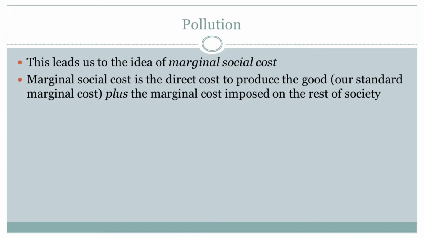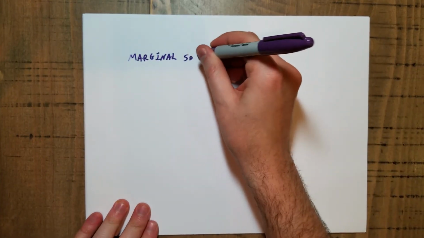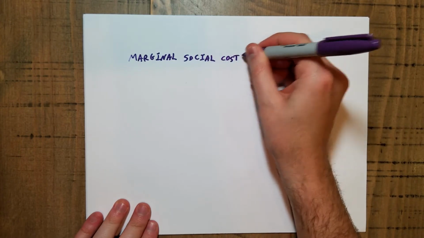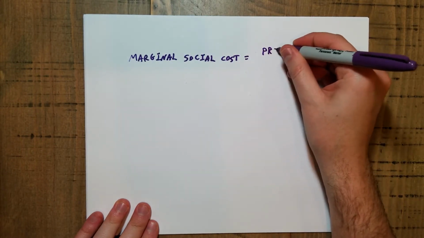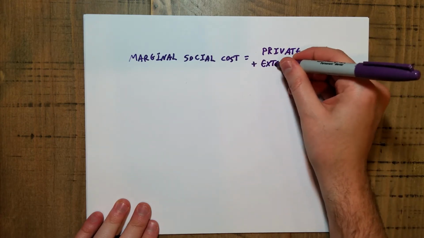Now, this leads us to the idea of what's called marginal social cost. We've done plenty of stuff about marginal cost before, and marginal social cost is not just the marginal cost that goes to the person producing the good, it's the marginal cost that goes to everybody, both the people who produce the good and the external people who are affected by it. So the marginal social cost is the private cost plus the cost imposed on the rest of society. So marginal social cost is private cost plus external costs.